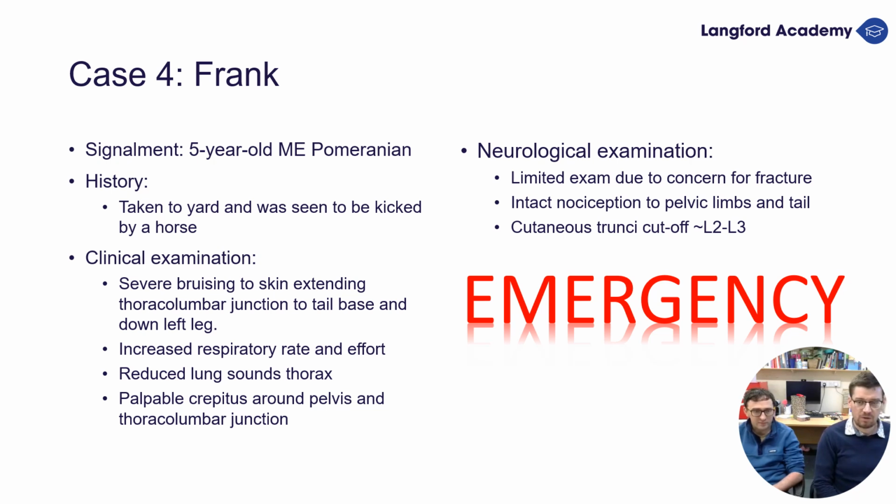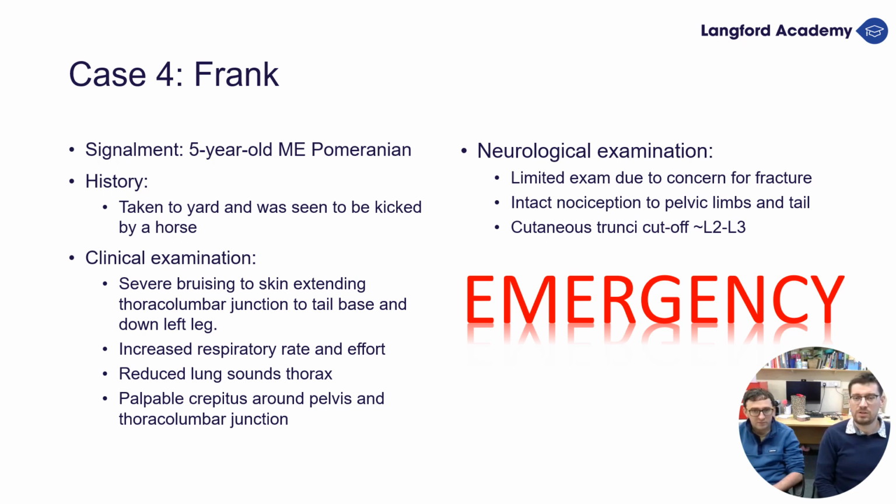When you auscultate his thorax, you notice that he's got reduced lung sounds to his ventral thorax, and he's also got palpable crepitus around his pelvis and to his thoracolumbar junction. So based off of this, you're quite concerned that he's got some severe orthopedic and potential spinal injuries. So we perform a very limited neurological exam. We don't want to get him up and walk him around just due to the concern for a fracture based on the history of trauma.